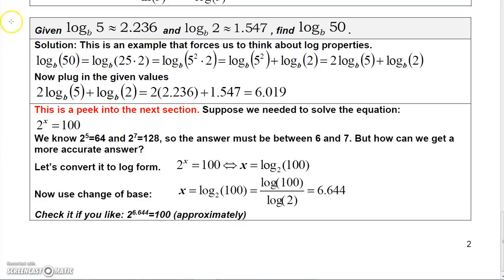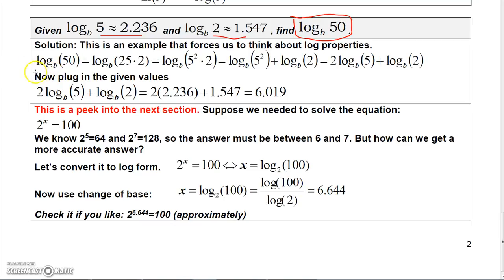Okay, this last example: log of 5 base b equals 2.236. Log of 2 base b is 1.547. And it says find log of 50. Well, the concept here is to use log properties and see if there's some way that you can write the log of 50 as a combination of 5 and 2. Because if you can, then you can use this information to solve log of 50.